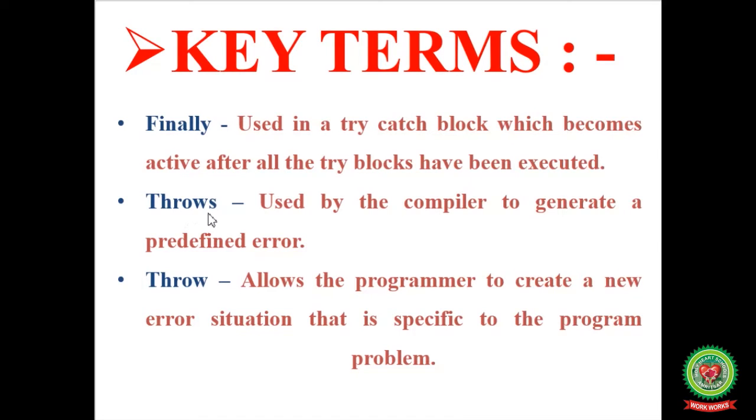Next is the throws keyword, used by the compiler to generate a predefined error. The throw keyword allows the programmer to create a new error situation that is specific to the program problem. Means we can define our own errors. Now let us understand the use of these keywords with the help of a BlueJ program.